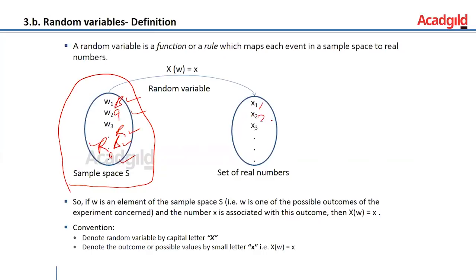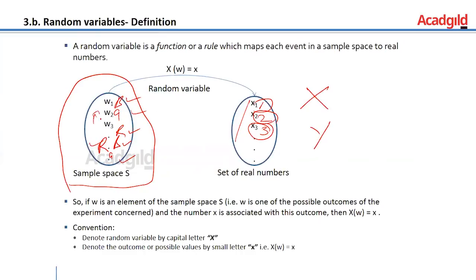If it's green, I give it 2. If it's red, I give it 3. So what's the probability of getting a blue ball or a green ball or a red ball? Okay. So these are a set of real numbers. That's how we define it. The random variable is usually denoted as a capital letter, maybe X or maybe Y.